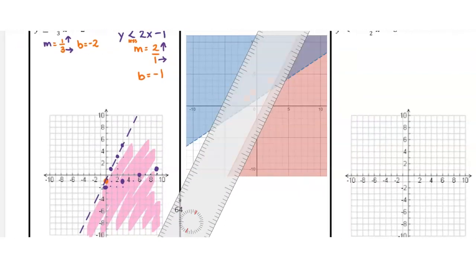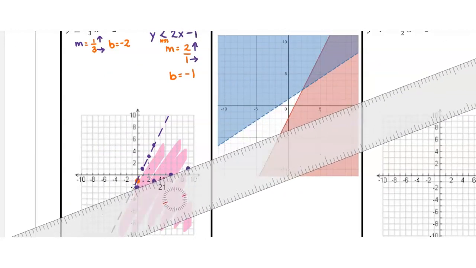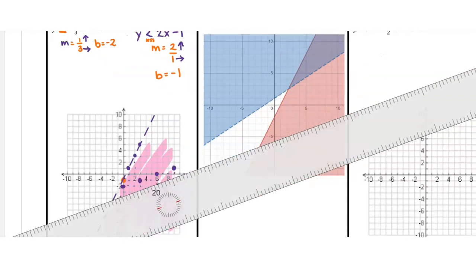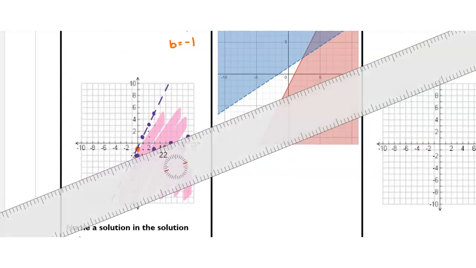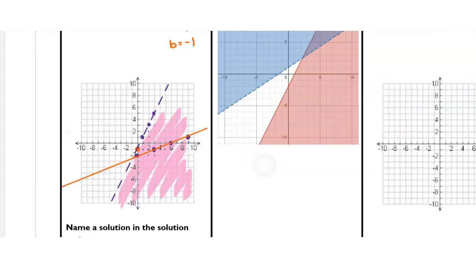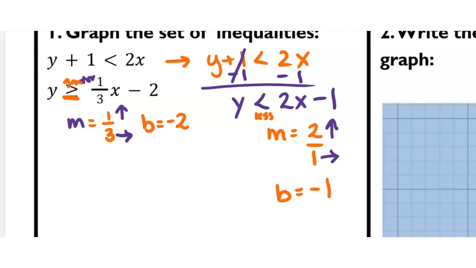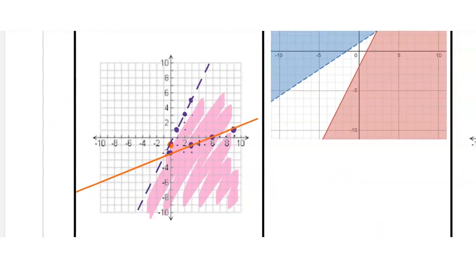Draw as many points as you want, or as you can, and then this inequality has an equal sign under it, which means that our line is going to be solid. So from here, we're going to draw a solid line through those points. And if we read this inequality, we read it as y is greater than or equal to, so we're going to shade above that line.